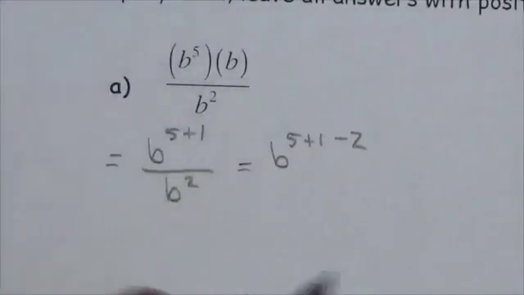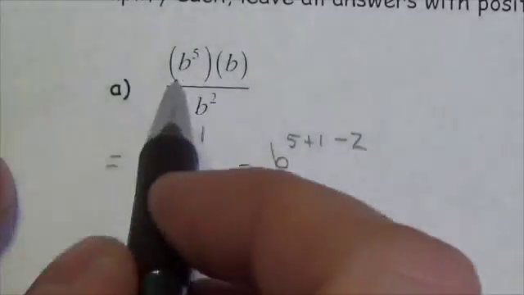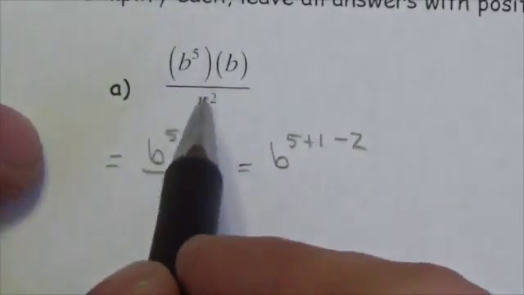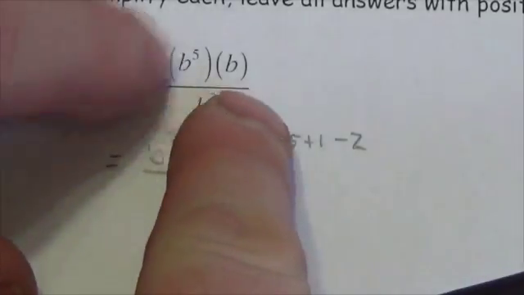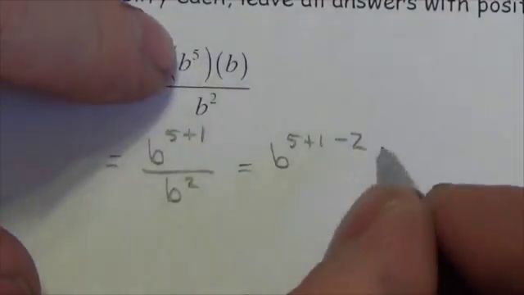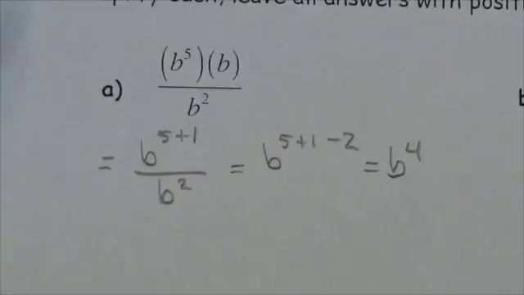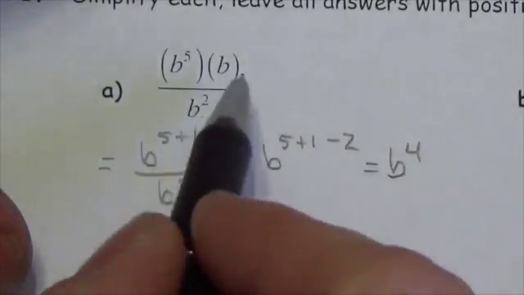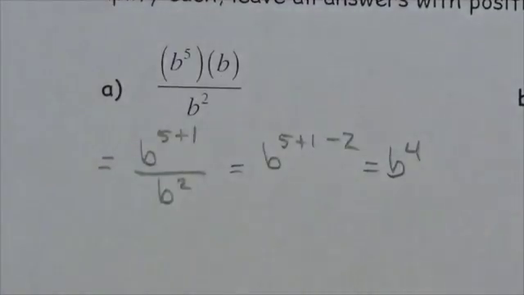I just want you to understand this. You don't have to go through and do this step by step, particularly with stuff like this where it's all multiplied or divided together. Okay. I've got the multiplication, I'm going to add, and then I'm going to subtract that. So 5 plus 1 is 6, minus 2 is 4. So the answer here is b to the power of 4. I could have actually jumped right to that answer there, but just bear in mind what the steps are that we go through in our head to get to that point.